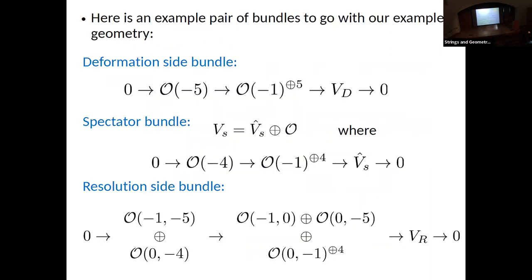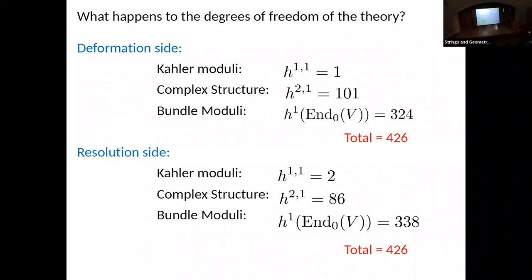Okay, so here's an example of bundles to go with our example geometry, just to be explicit, because I want to show you some numbers of what actually happens to the heterotic theory in this process. If I begin with a bundle which is a simple deformation of the cotangent bundle on the deformation side, this can be decomposed into a spectator bundle of the following form, and effectively the small instanton contribution from this curve that I called Z-def, the special curve that's going to traverse the transition. On the resolution side, I have an explicit, again, monad description of the resolution bundle. Why is that important?